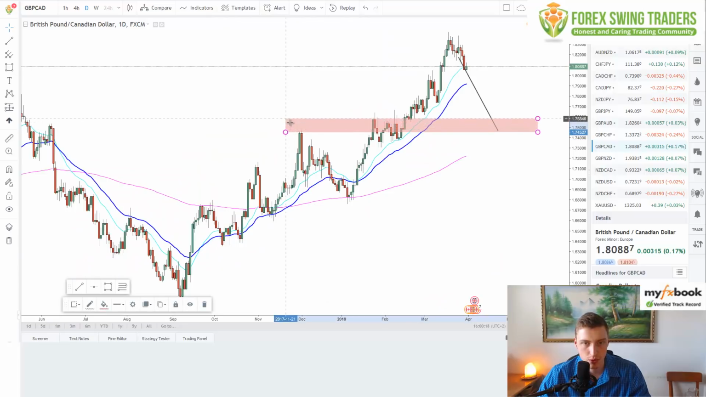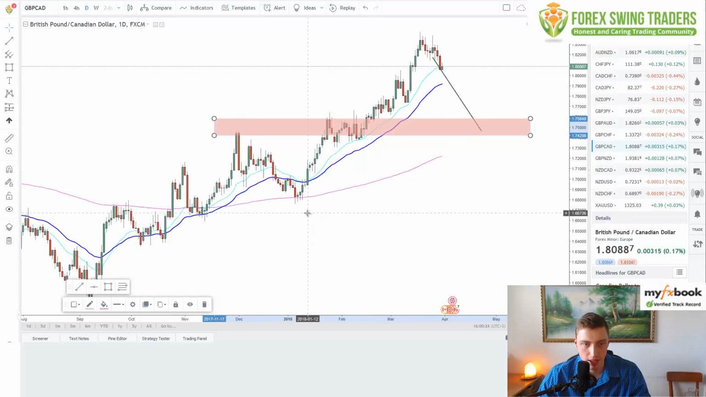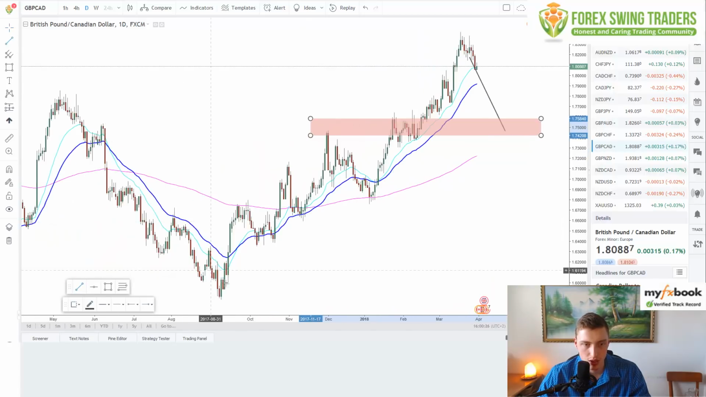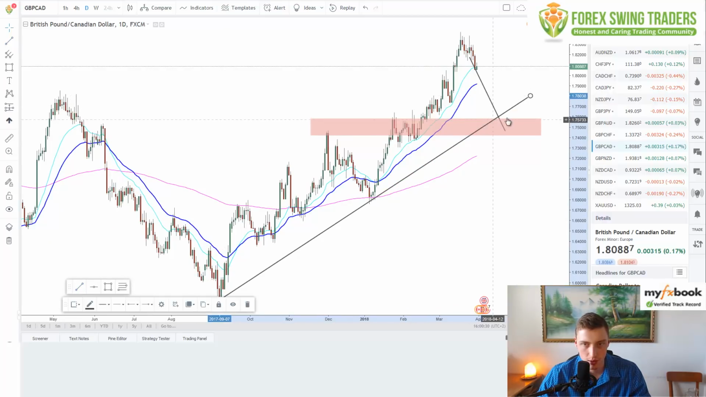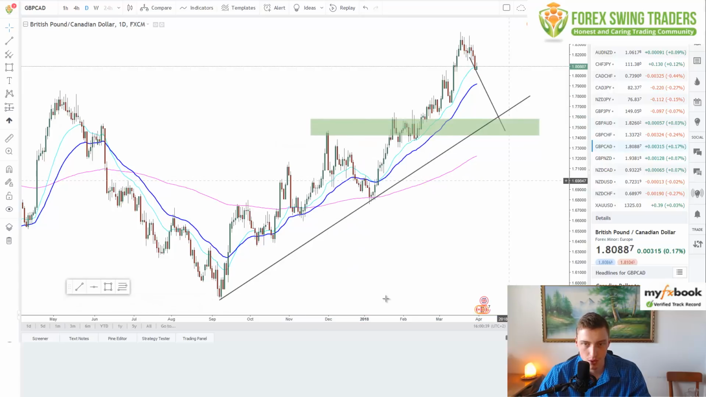This is sort of a resistance supply and demand zone. It's not the very best one, but still we might get that in combination with this trend line. Okay, in combination with this trend line, we might get sort of a bullish price action in this area. Okay, so let's mark this with green.